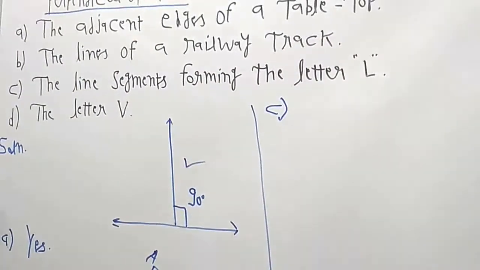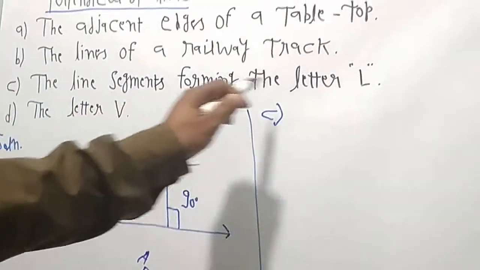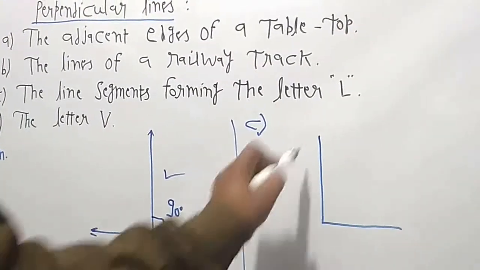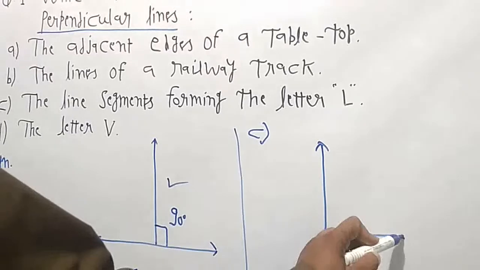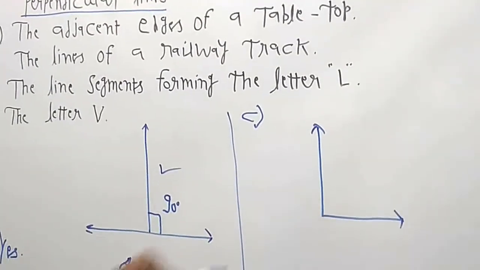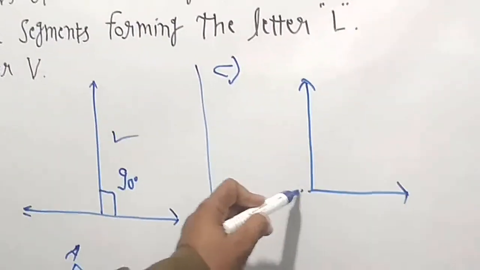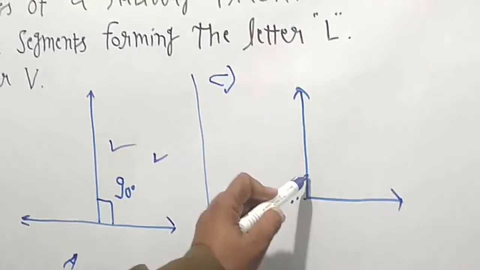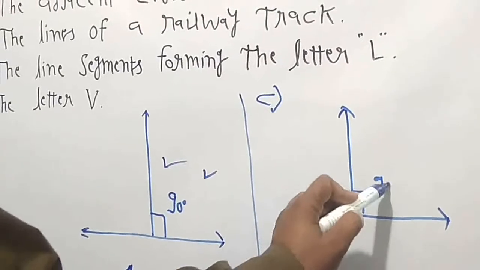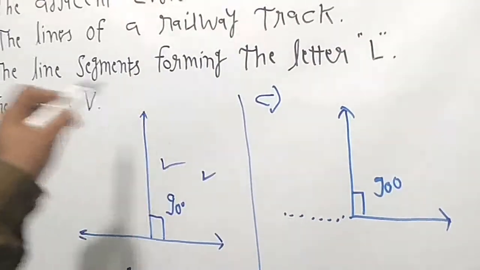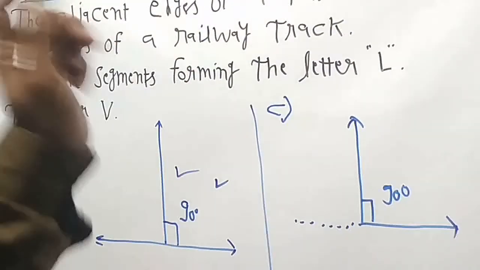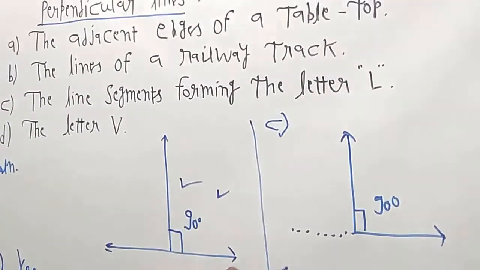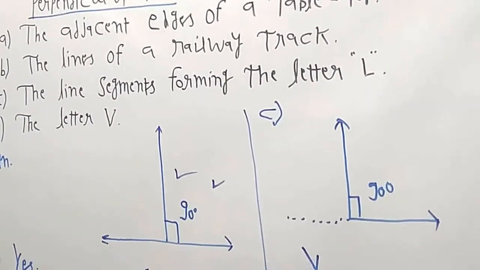For part C, the line segments forming the letter L. This is the letter L, and we can easily see in this figure, if we extend this line, it looks like perpendicular lines and it creates an angle of 90 degrees. So we can say the line segments forming the letter L are perpendicular lines. So for part C, the answer is yes.